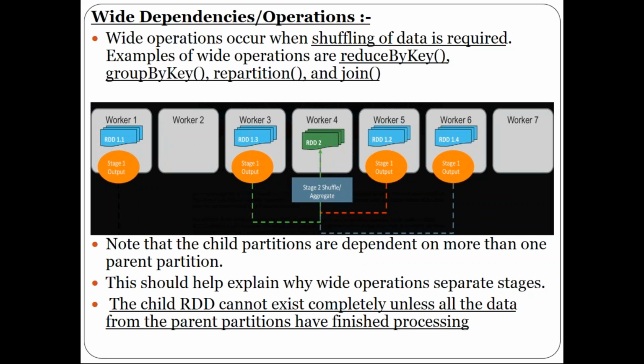Now here, if you observe the diagram, note that child partitions are dependent on one or more parent partitions. Your child partitions are nothing but your RDD 1.1, 1.2, 1.3, 1.4. This should explain why wide operations are separate stages. The child RDD cannot exist completely unless all the data from the parent partitions has finished processing. The way I can say it is, the green line, if you see the green line, let me show that here.